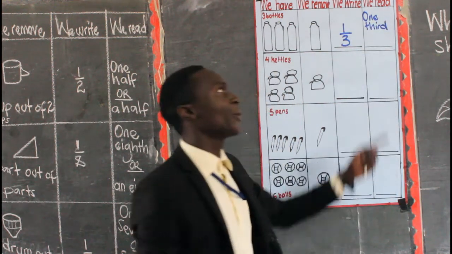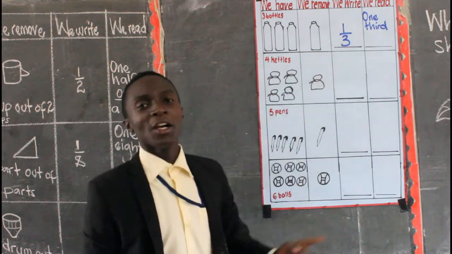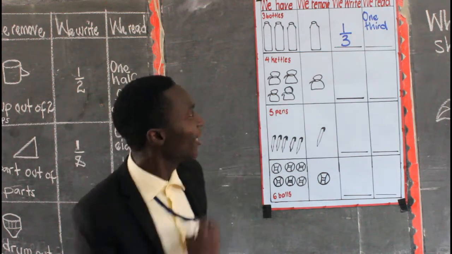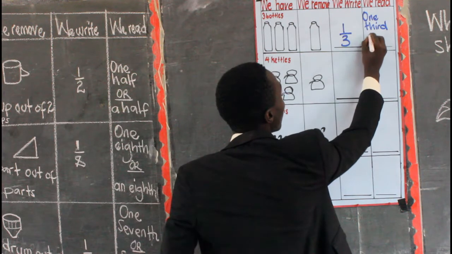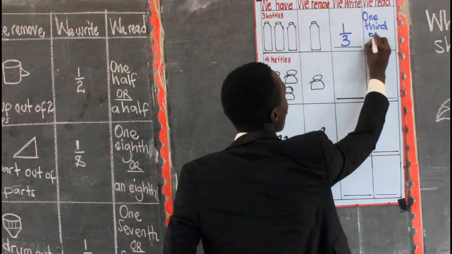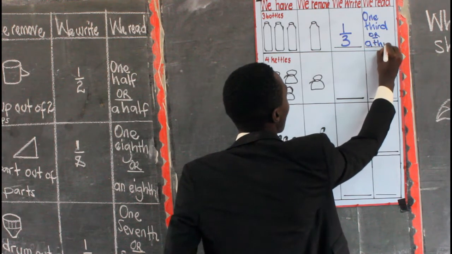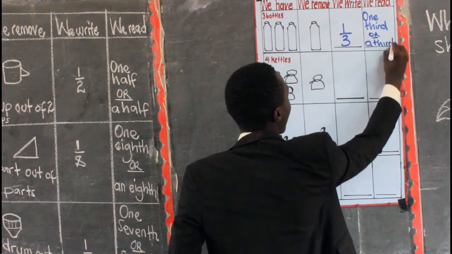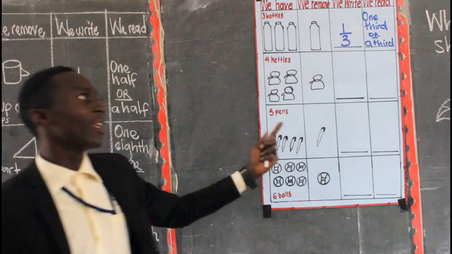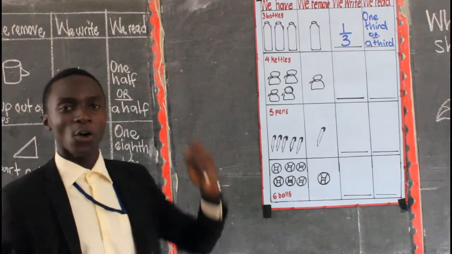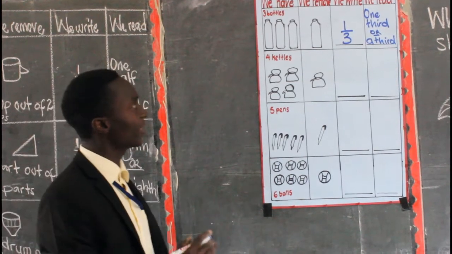That's how we read it. We say it is 1/3, or we can say a third. That's how we can read that one. 1 out of 3, read it as 1/3, or we can say a third.